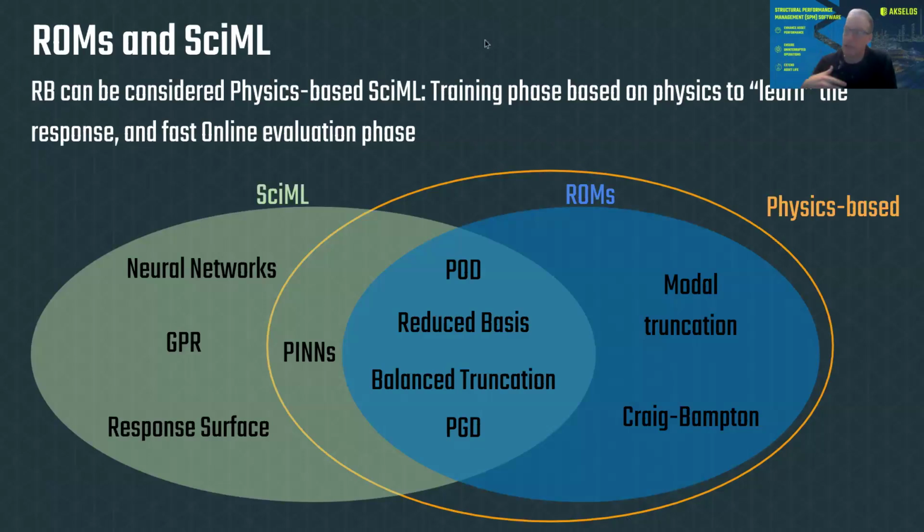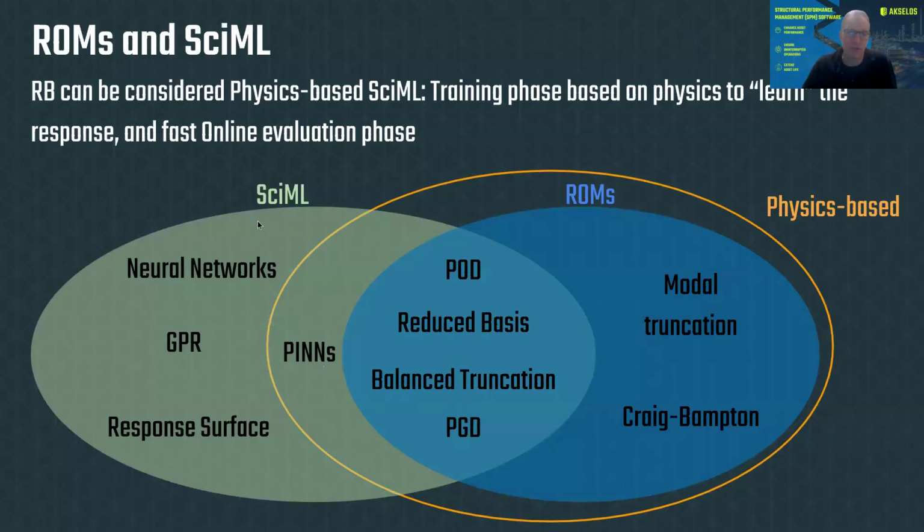You have a training phase, which can be very compute intensive, where you're using data, and then you have an evaluation phase, which is fast typically. And so, here are some types of scientific machine learning methods in the green bubble, and some reduced order modeling methods in the blue bubble. And you can see there's obviously strong overlap here.